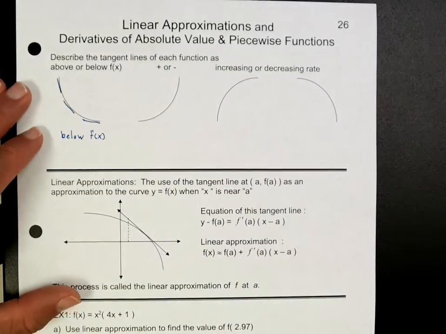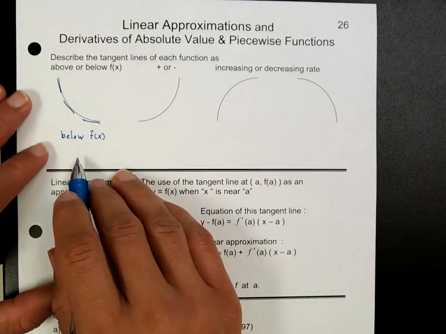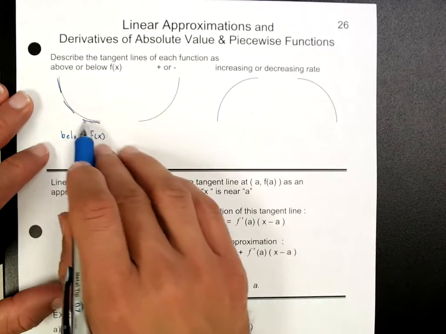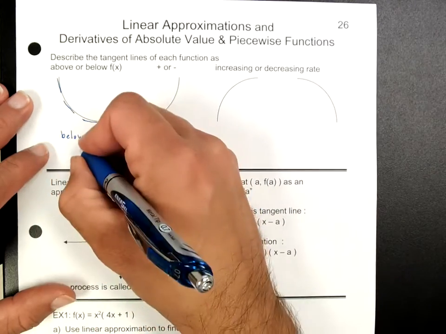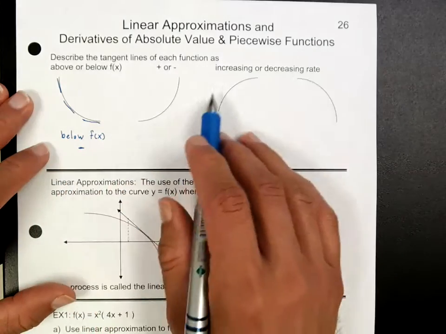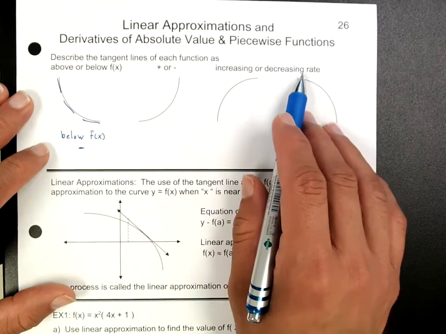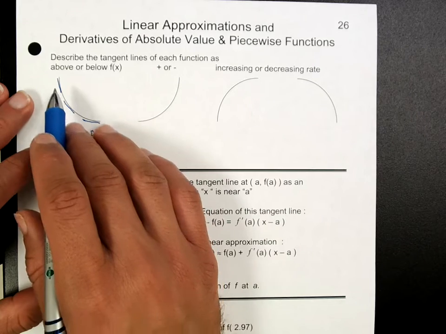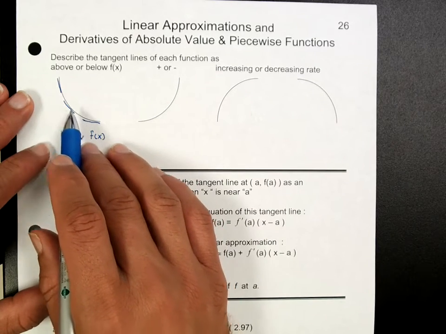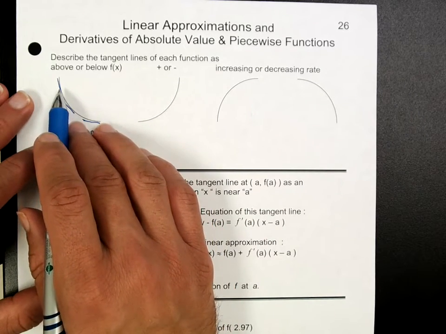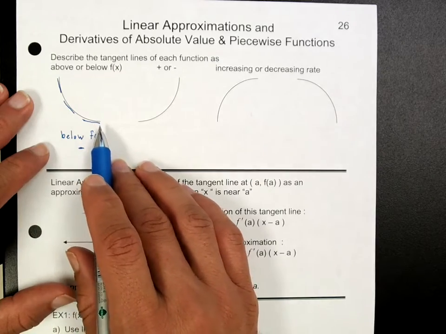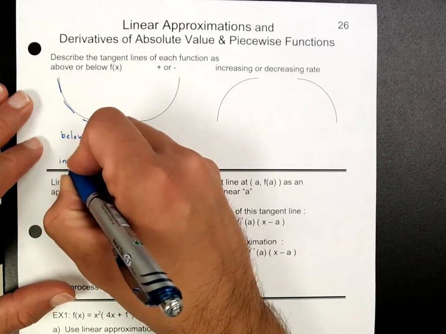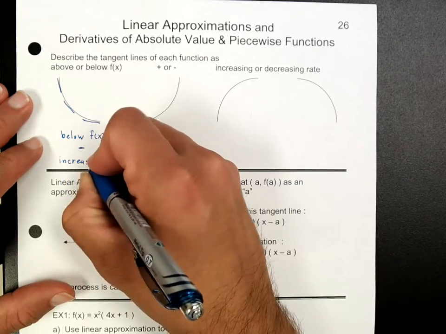Now also, what it's asking us to do is to describe whether the slope is positive or negative. Notice that all the slopes on these tangent lines are negative. And then finally they're asking us if this is an increasing or decreasing rate. Notice that as you're coming from left to right, the slopes are becoming less negative, and even less negative. So they're becoming more positive. So I would say that this is decreasing at an increasing rate.